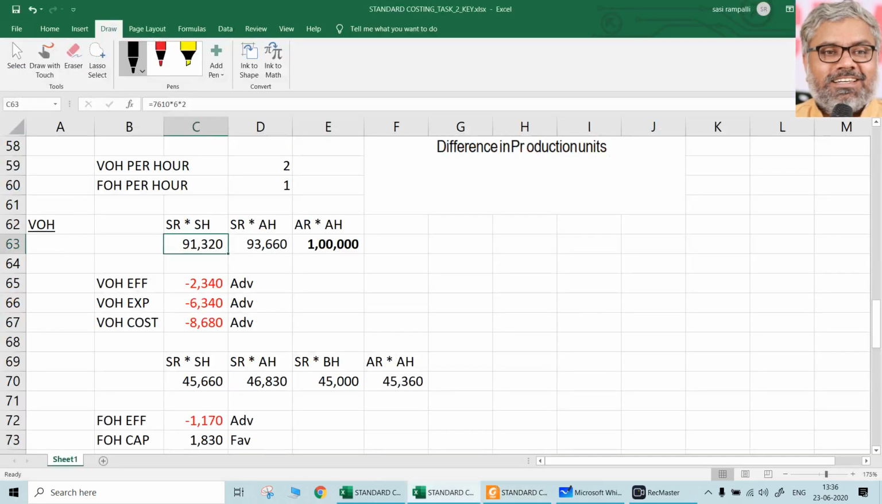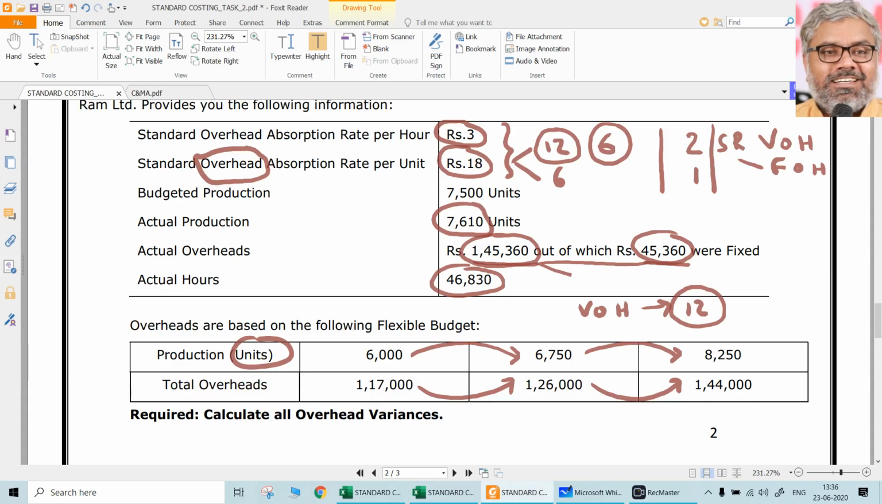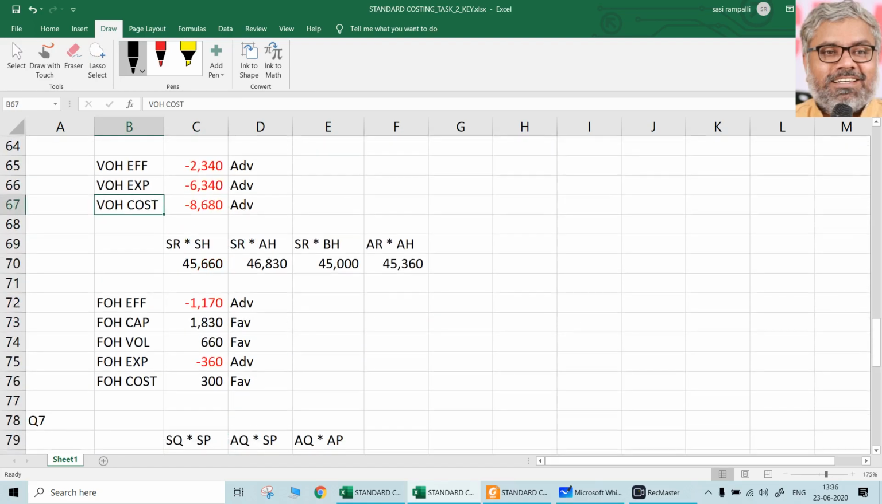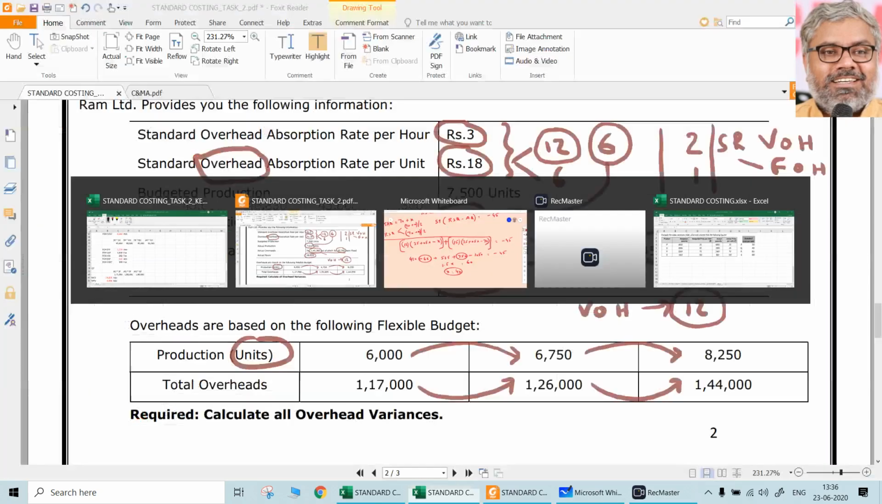Then we need SRSH. What is SH? Again we have to always keep in mind: standard hours required for actual output. So if 7,610 units are to be produced, each unit takes 6 hours. How many standard hours would be required for actual output? That is 45,660. Multiply with standard rate, that is 2 rupees. So here 7,610 actual production multiplied with 6 hours into 2, that is SRSH. Once you have that, you can find out variable overhead efficiency, expenditure and cost variance. That's all. Same way for fixed overheads.